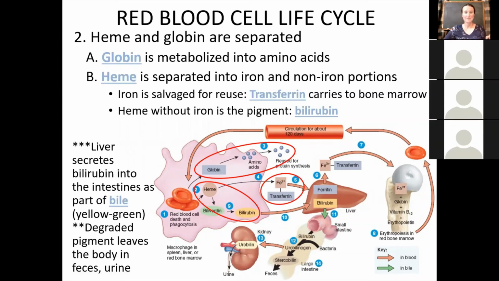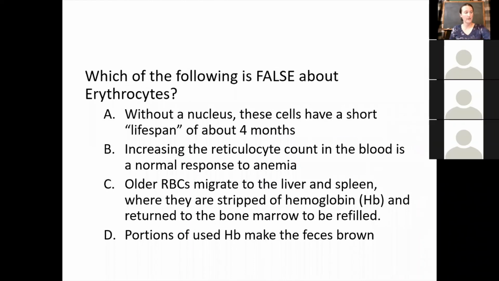All right, so one more question before we move along. And hopefully by the end of the week, I'll have some kind of polling system so that I can get the class's feedback about these answers as well. Okay. All right, so which of the following is false about erythrocytes?